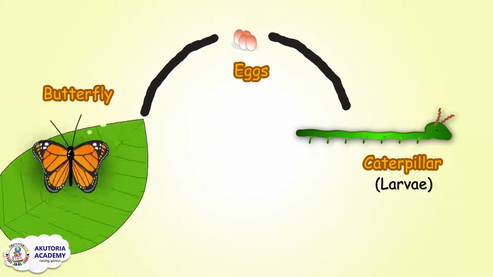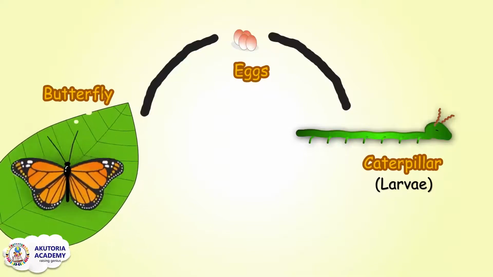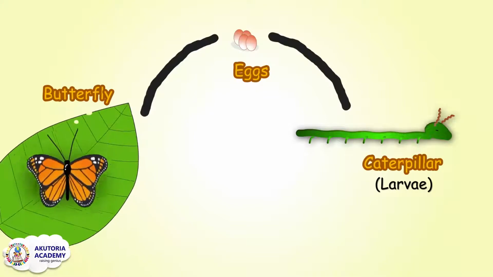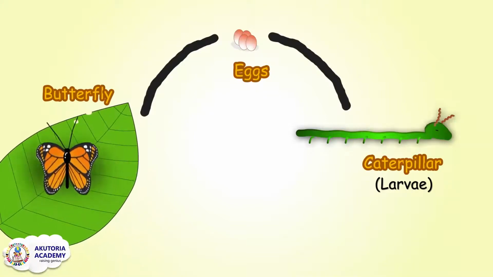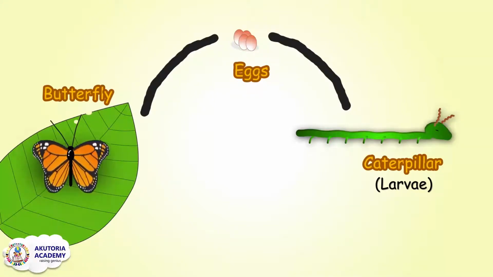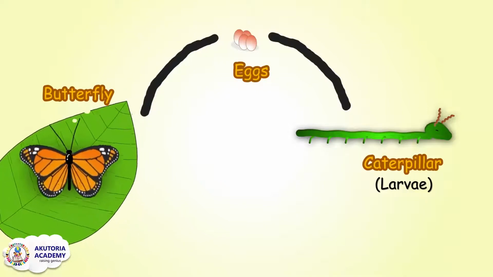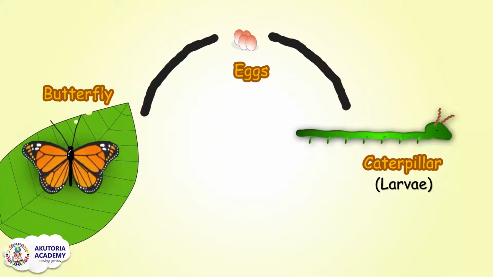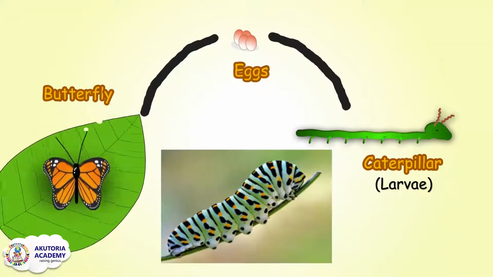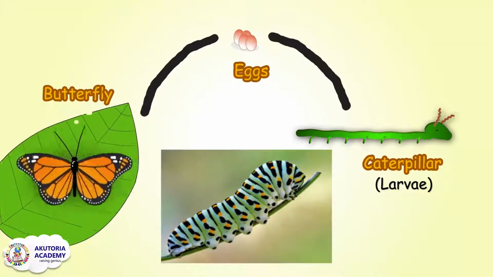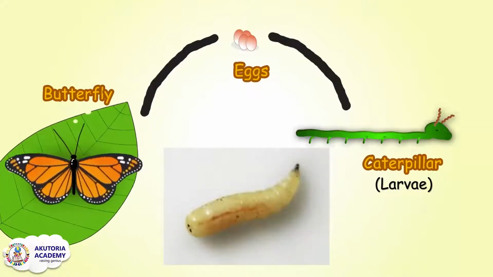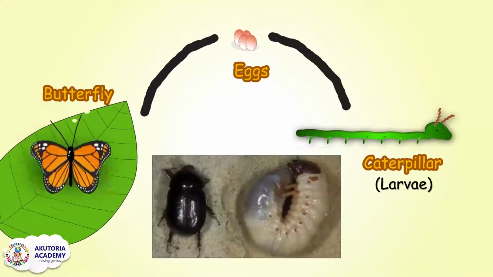The larva stage is a stage where the eggs change to a worm-like organism called a larva. They also carry out molting, where they shed off their old skins and produce new skins. They are also food lovers. The larva of a butterfly is a caterpillar. The larva of a housefly is a maggot. And the larva of a beetle is a grub.